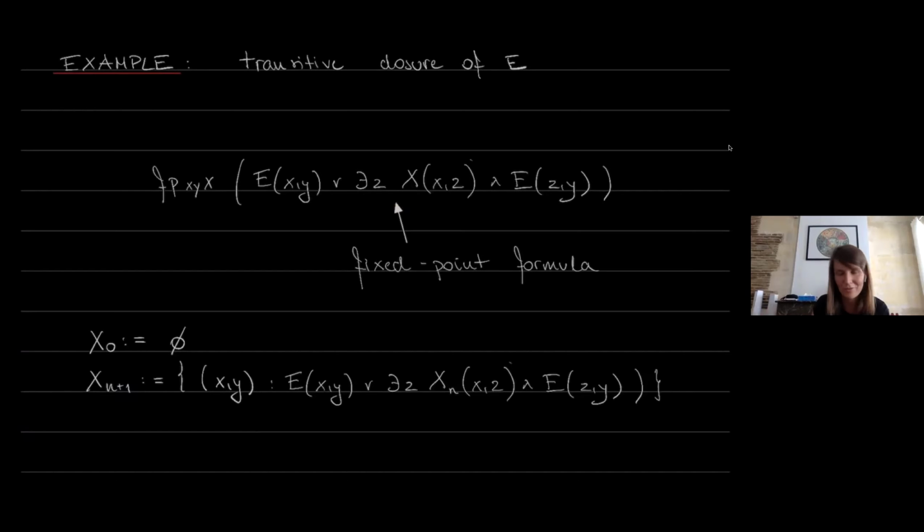Although there is another way of defining it, which requires a proof, but it can be shown that you can also talk about something called the inflationary fixed point. So you basically, in the next iteration step, define the relation which is a sum of the previous step and what you define now, and it turns out to be the same both over finite structures and actually over infinite structures as well. But this is a very good point. This operator has to be monotone.